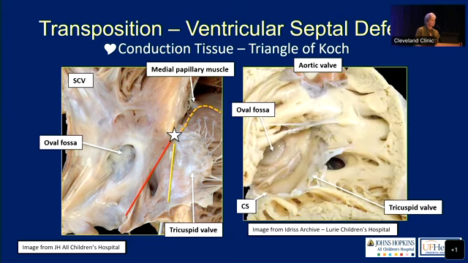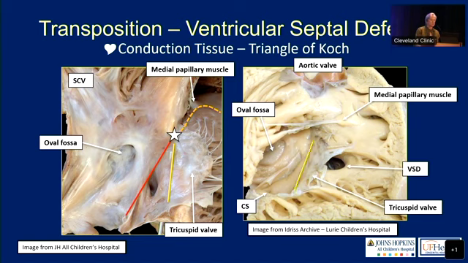When you have an inlet muscular ventricular septal defect, the medial papillary muscle extends from the caudal arm of the septomarginal trabeculation, and the triangle of Koch, we can mark its normal borders. Because the defect is inferior to where the apex of the triangle of Koch is, your conduction axis is going to run in an anterior superior position, or in a relatively normal position relative to the borders of the ventricular septal defect.